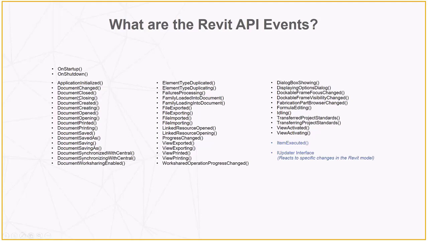A lot of the document events are very useful, especially for data mining or knowing how long it takes to synchronize a model. As you can see here, there's a synchronizing with central. So when you start to synchronize, this event gets triggered. When a synchronize finishes, this event, synchronized with central, gets triggered. So you can have a timer or a stopwatch and know how long it takes to synchronize your model. Simple as that. That alone is pretty valuable in a lot of cases.